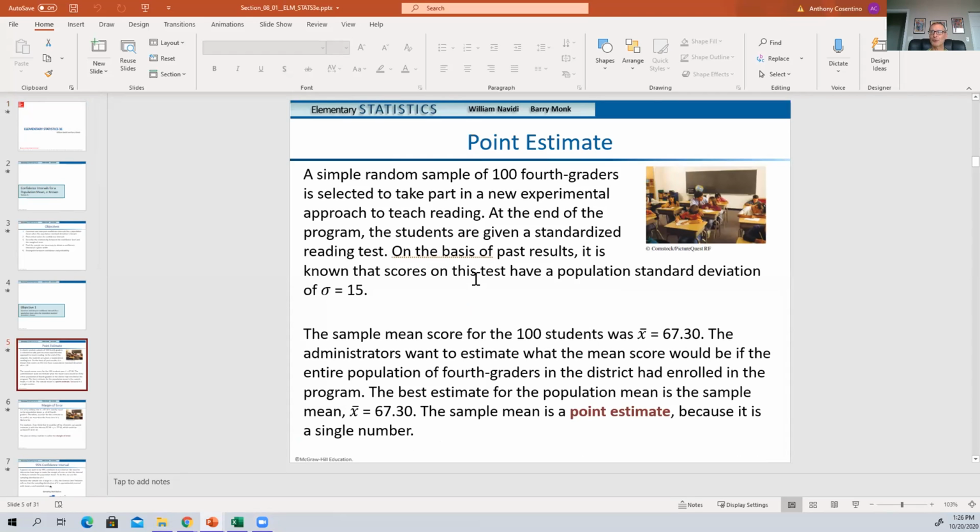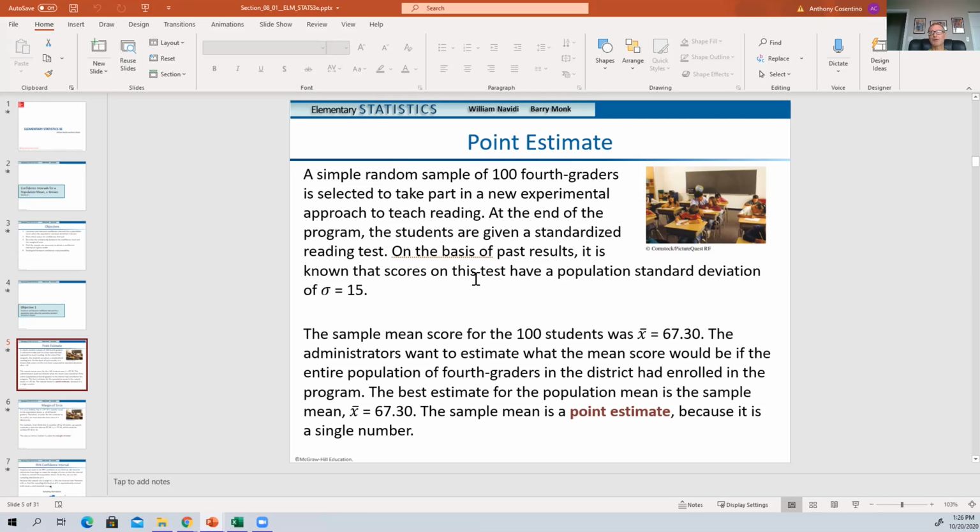And here it says 100 fourth graders, and we're going to run an experiment. Here they're doing a standardized test. For the examples in this section, we're going to be given the population standard deviation. Here it's 15. After you take those 100 scores, you find that the mean score is 67.30.